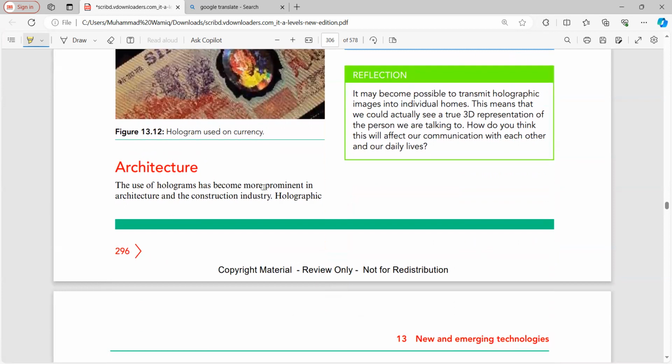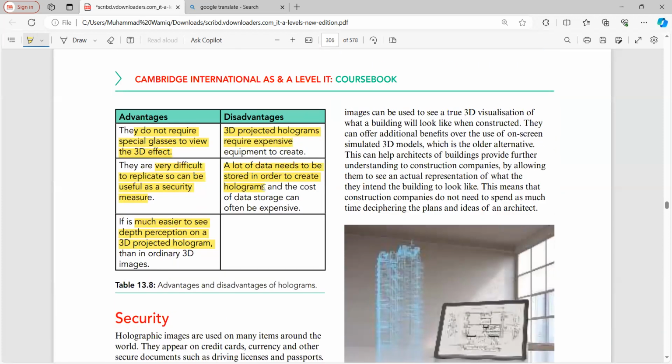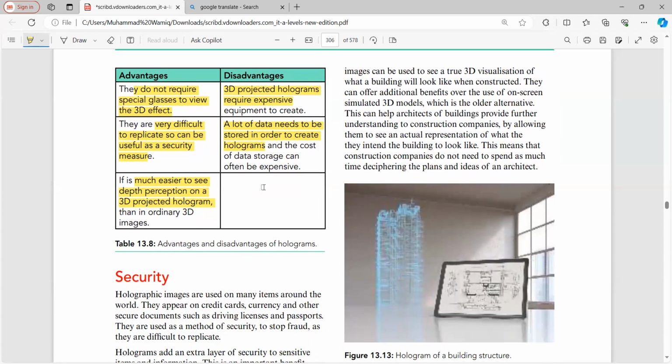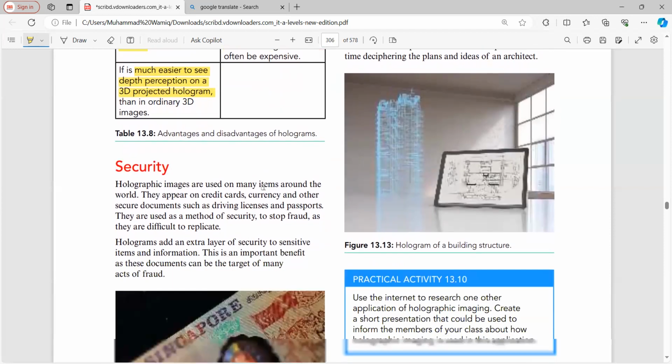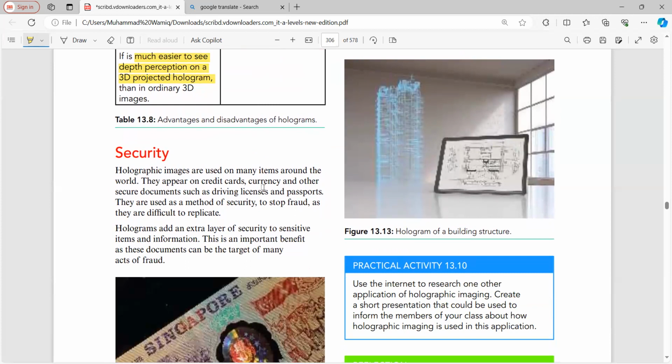The use of holograms can also work in the architecture and construction industry. Holographic images can help you see a true 3D visualization of a building in real estate architecture. If you are living in the UAE, you might have witnessed big and tall buildings, as the real estate industry is booming there. To market them, they create 3D visualizations and 3D images so that they can market their product.